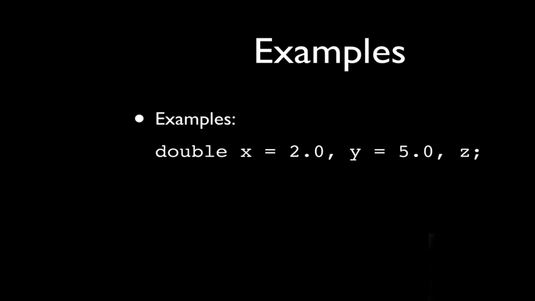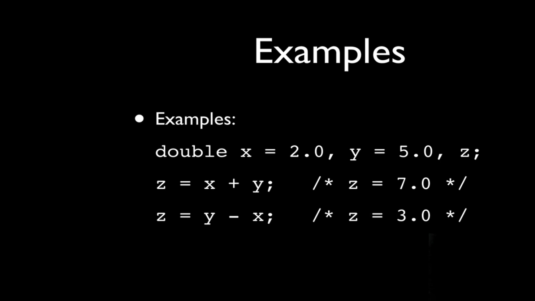So here are some examples. Let's assume we have a variable x defined as a double, and we've assigned it 2.0 initially, and we also define a variable y with a value of 5.0, and we've defined a variable z but left it undefined. So in this first expression, we have z equals x plus y. It's basically going to do the simple addition, giving us the value of 7.0 in z.